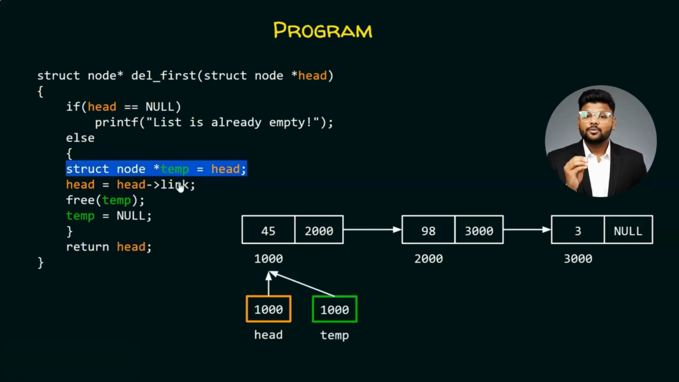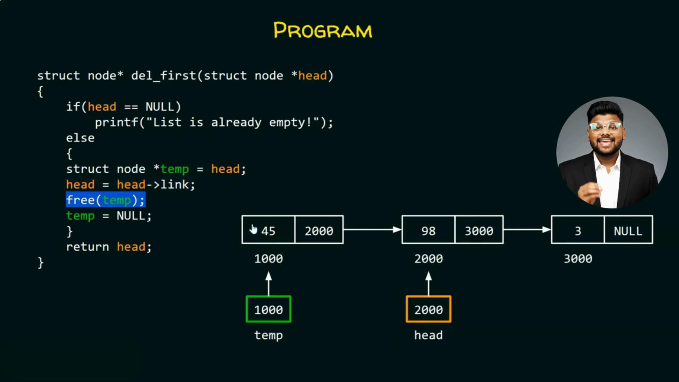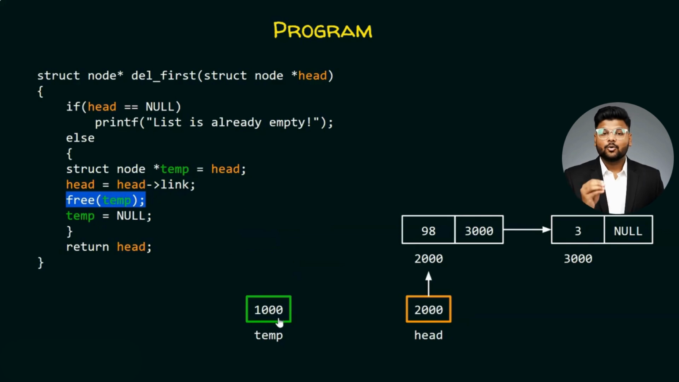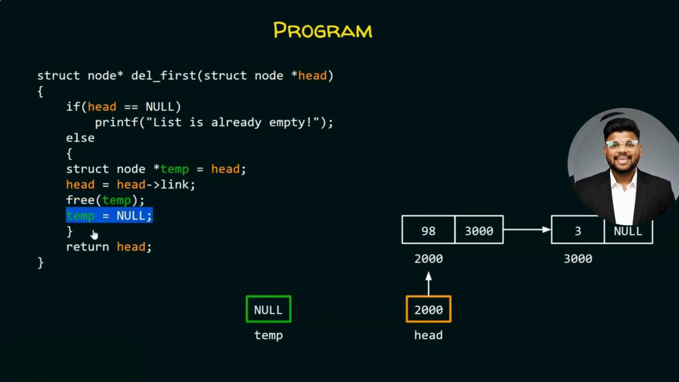That is, we will create a temp pointer which will point to the first node of this list. And then after that, we'll move our head pointer towards right, and then we will free the memory of this node. That is, we will delete this node. And you can see over here, the temp still contains this address 1000, which is the address of invalid memory location because we have deleted the memory for our node. That is why we must assign null to temp, and then finally we will return head.